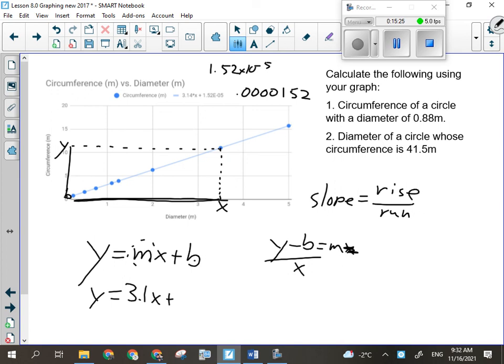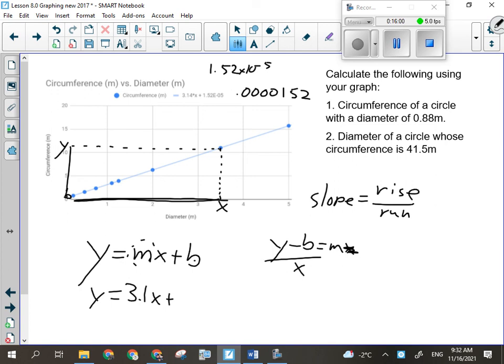All right, so the purpose of the graphing equation is that it can help us to extrapolate for things that happen beyond the graph or for points that aren't plotted on the graph. Right? So the first question here is calculate the circumference of a circle with a diameter of 0.88 meters. All right, so they want me to calculate a circumference. Which axis is circumference on? Y. Okay, so they're asking me to calculate y.